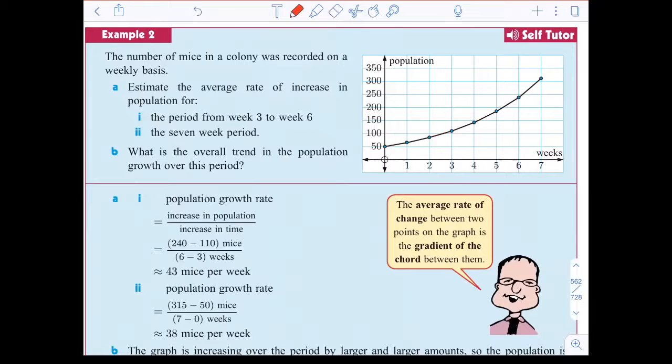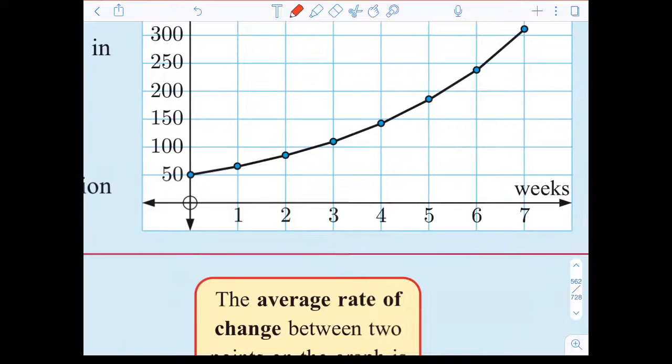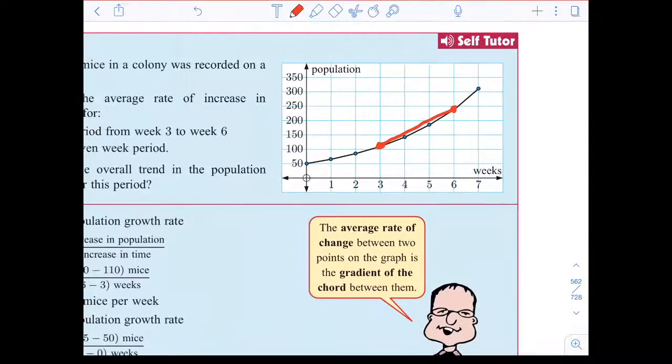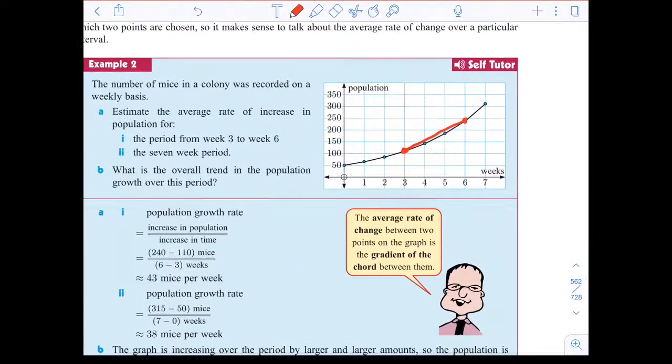Estimate the average rate of change, or average rate of increase in the population for the period from 3 weeks to 6 weeks. So what we do is we're looking at this dot here, and we're looking at this dot here, and we want to see what's the average rate of change. So that just says what is the slope between those 2 points. It may not go along your curve, but we're just trying to find out the slope of those 2 points.